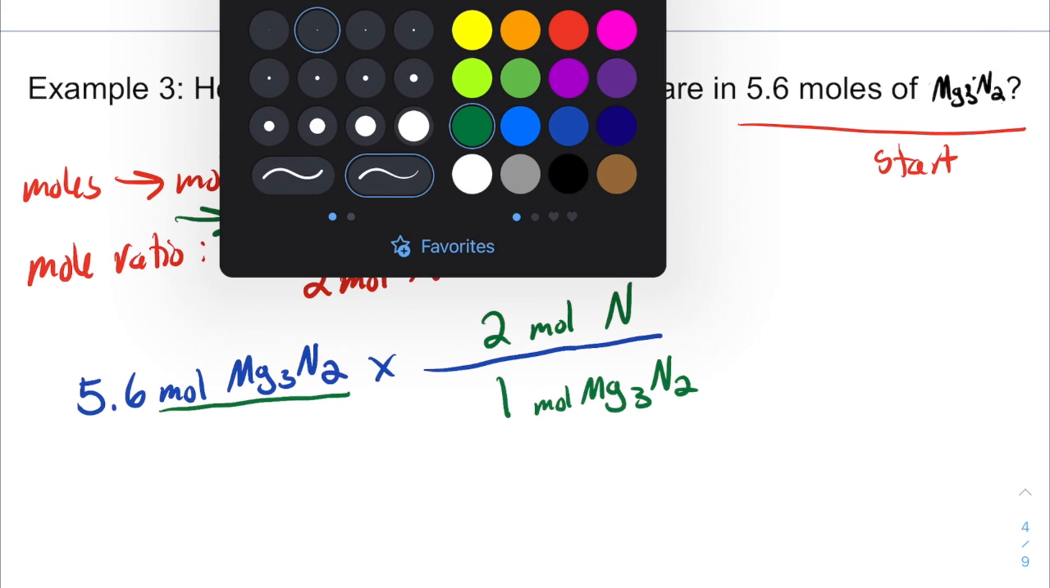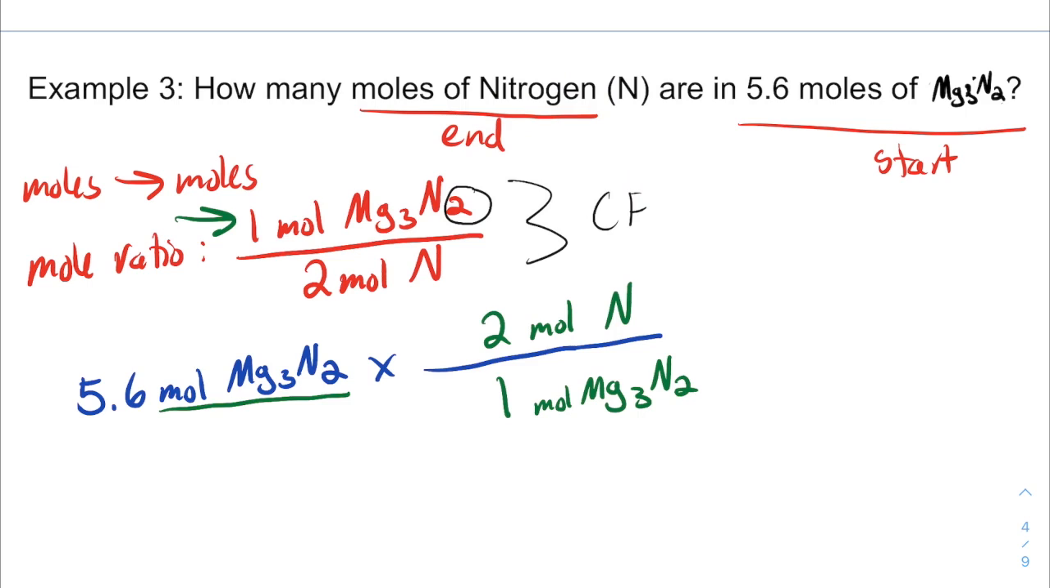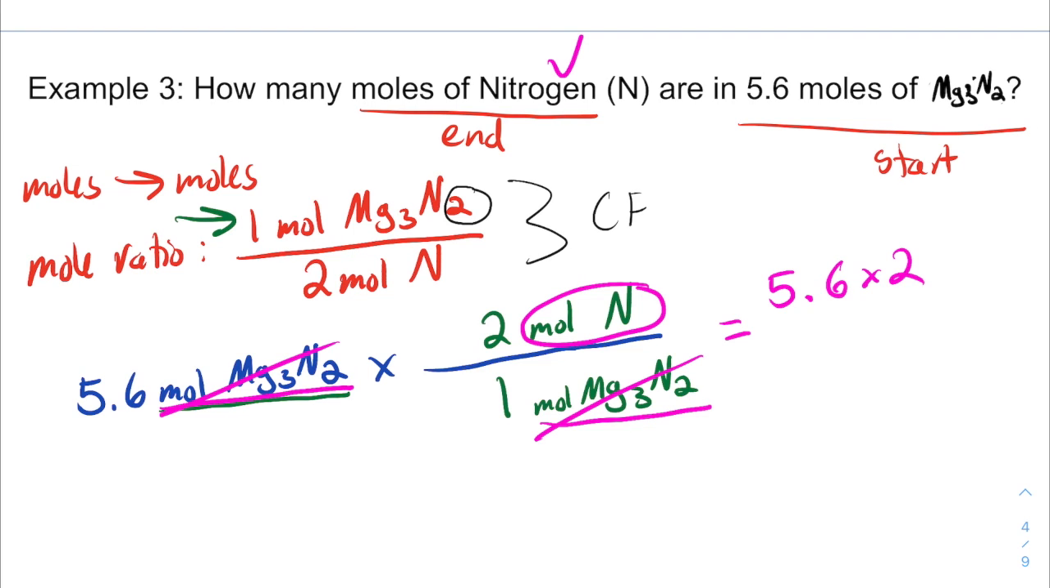Let's make sure that we can cancel out what we need to cancel out. Moles of Mg3N2, moles of Mg3N2, cancel out. We are left with moles of nitrogen, which is exactly what we wanted to end with. So now we just have to multiply everything on the top, divide by everything on the bottom, and this will give us our moles of nitrogen.